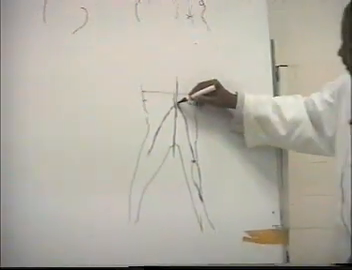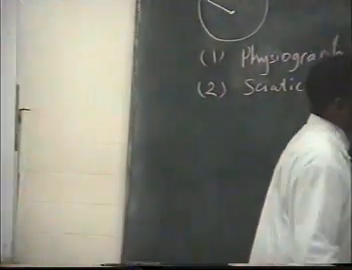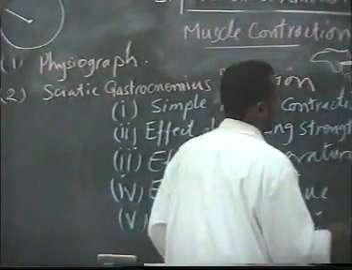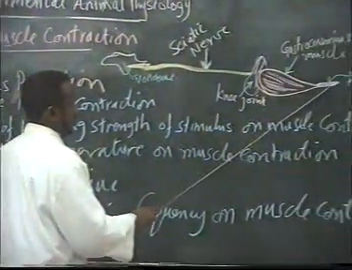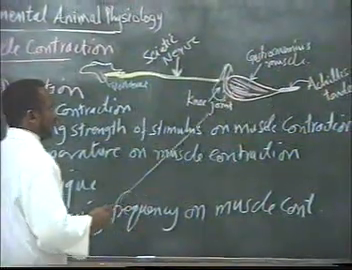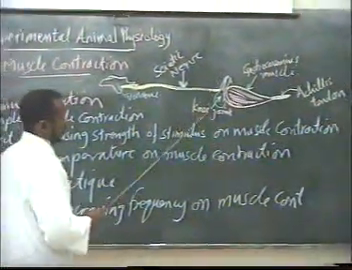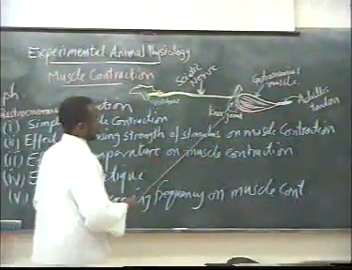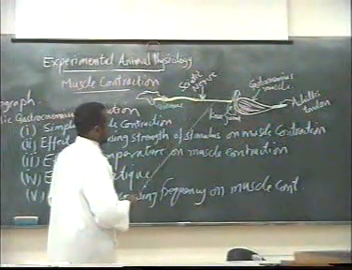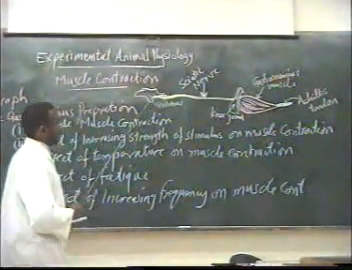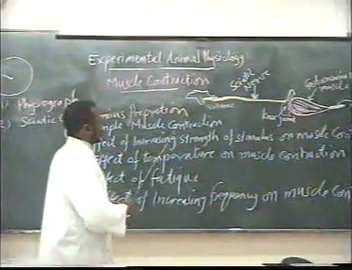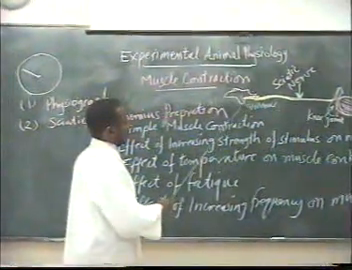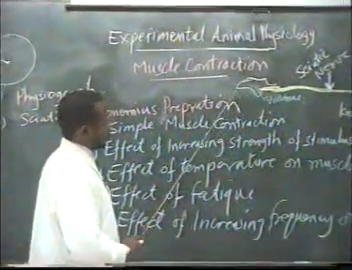So we dissect our preparation, and finally it will be like this. We have the gastrocnemius muscle, and this is the Achilles tendon. And this is part of the knee joint, and this is the sciatic nerve, and this is a terminal part of the vertebral column.